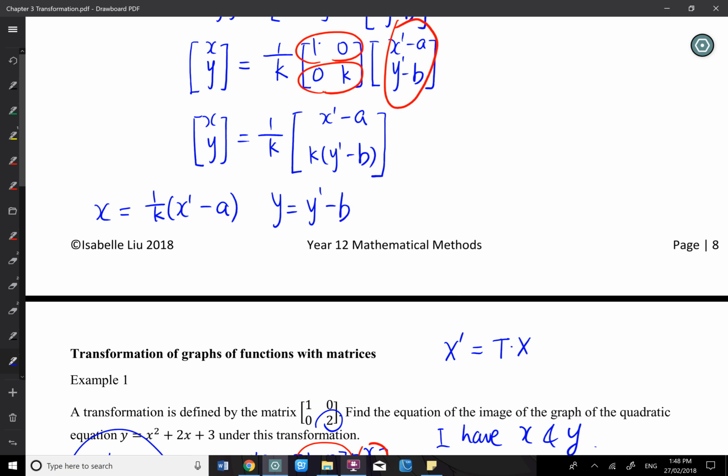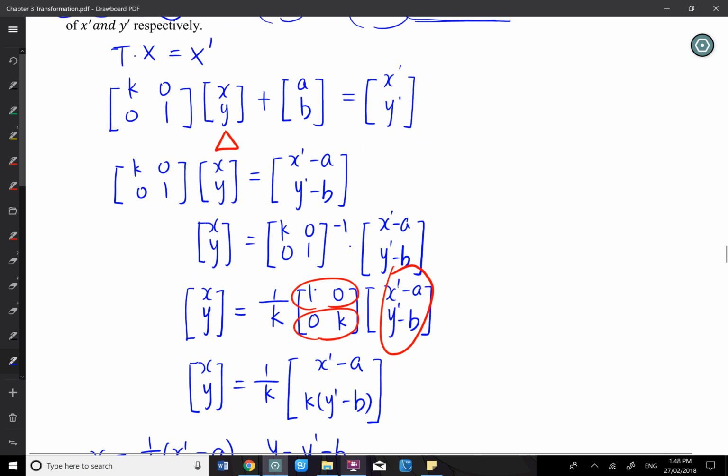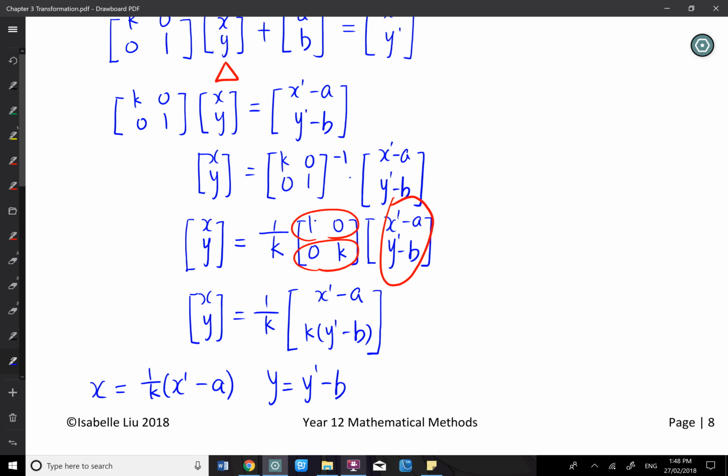Okay, that's the book's method. They use a matrix to rearrange and solve for the variables x and y. Okay, this is like some question, I feel. So what does the matrix actually give you? The matrix will give you exactly the same thing as when you write the equation x dash, y dash.